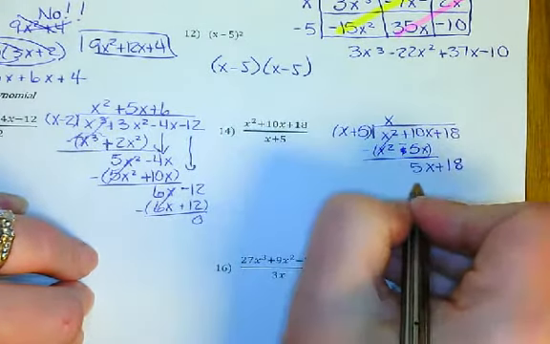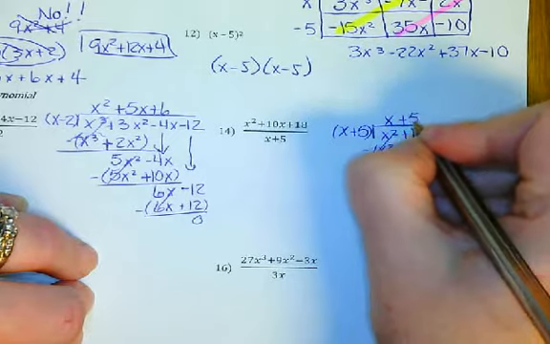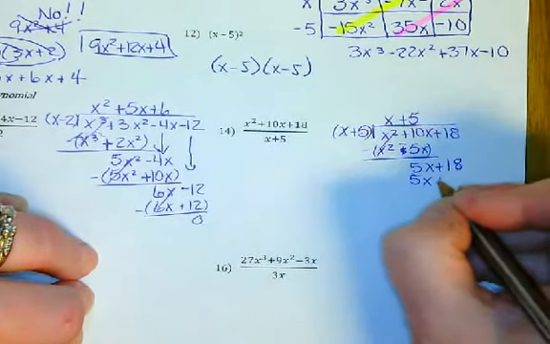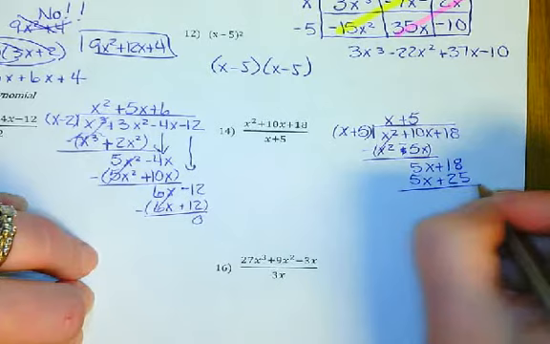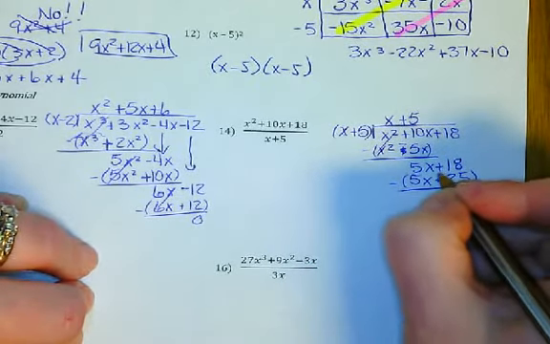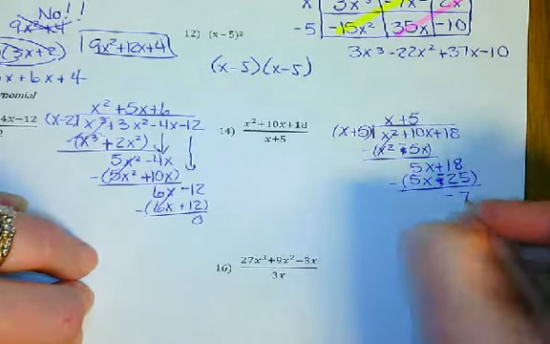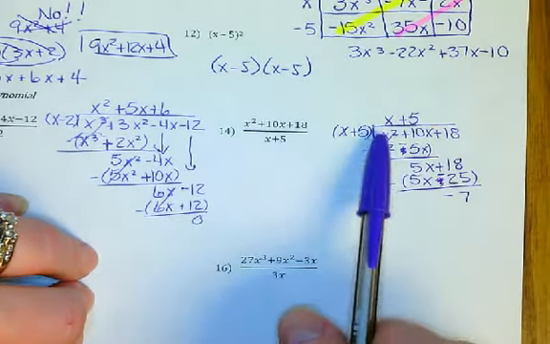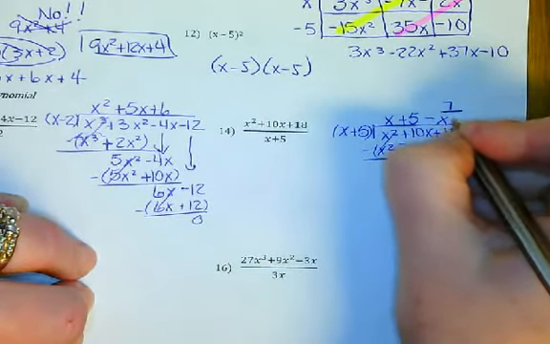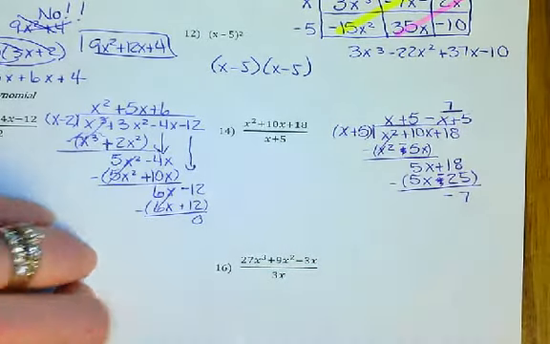All right, what do I multiply x by to get 5x? Multiply it by 5. 5 times x is 5x. 5 times 5 is 25. Oh, I can tell I'm going to have a remainder here. Okay, so I subtract them. This positive will become a negative, so that gives me negative 7. So my final answer here is x plus 5 minus 7 over x plus 5.